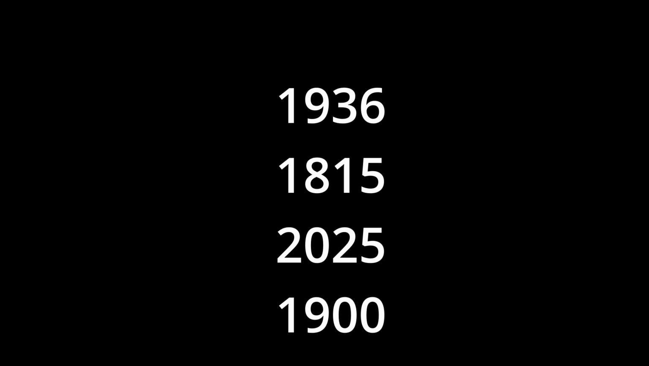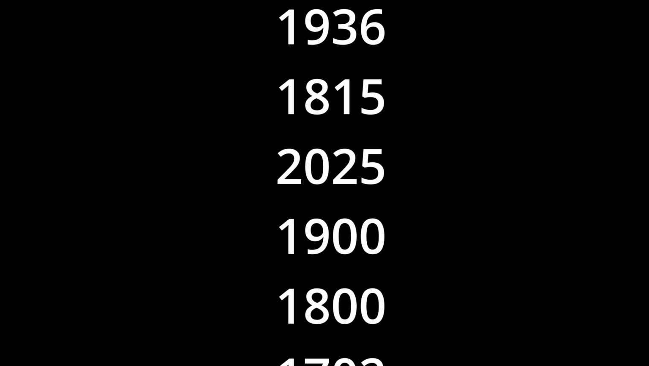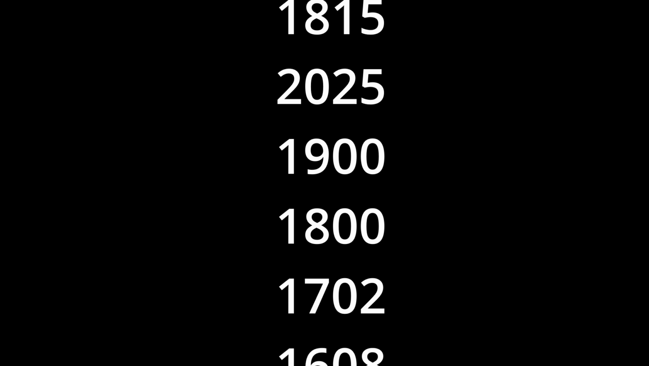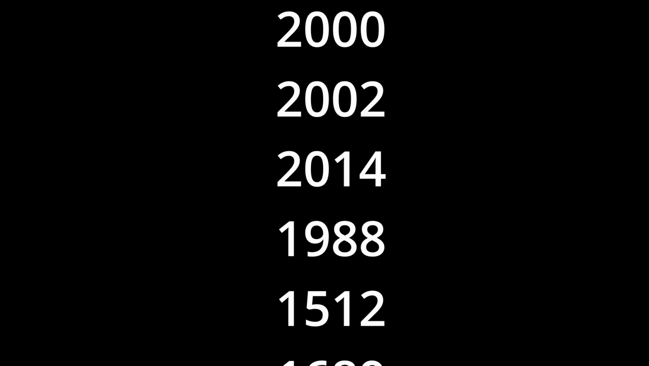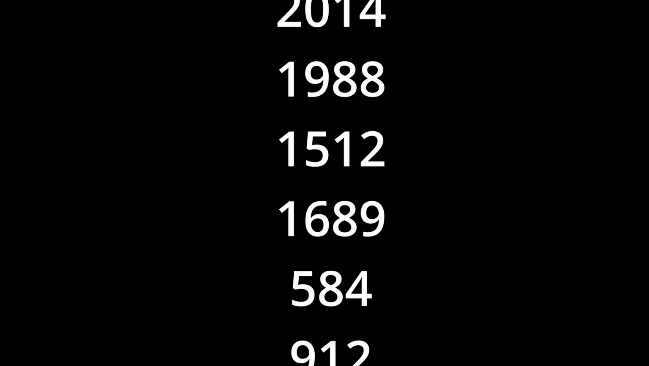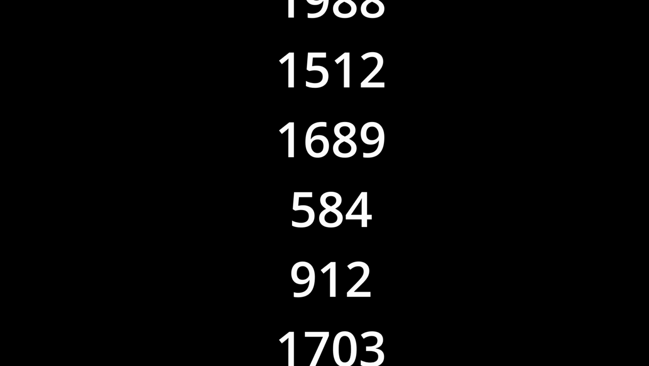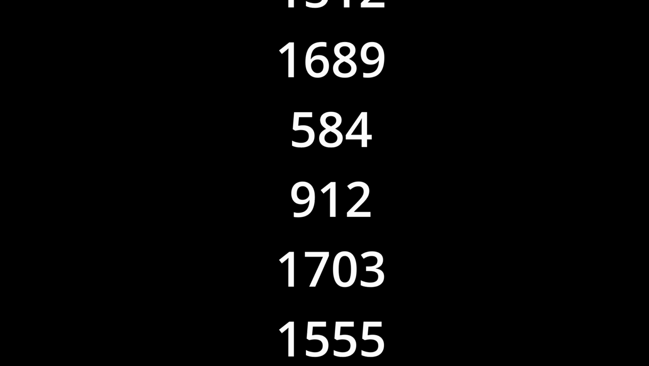I'll say the number first and you repeat. 1936, 1815, 2025, 1900, 1800, 1702, 1608, 1412, 2000, 2002, 2014, 1988, 1512, 1689.